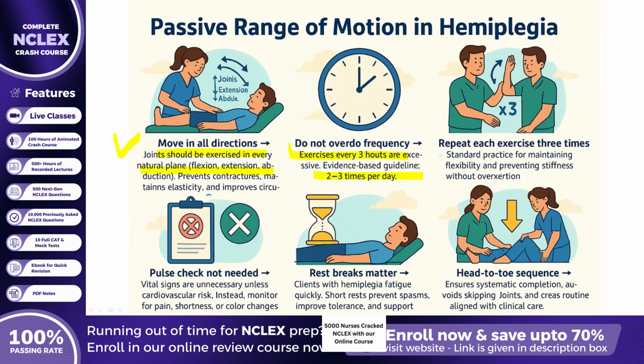Next, Option 3, repeat each exercise 3 times for each joint, is correct because 3 repetitions are the standard for maintaining flexibility and preventing stiffness while avoiding overexertion.